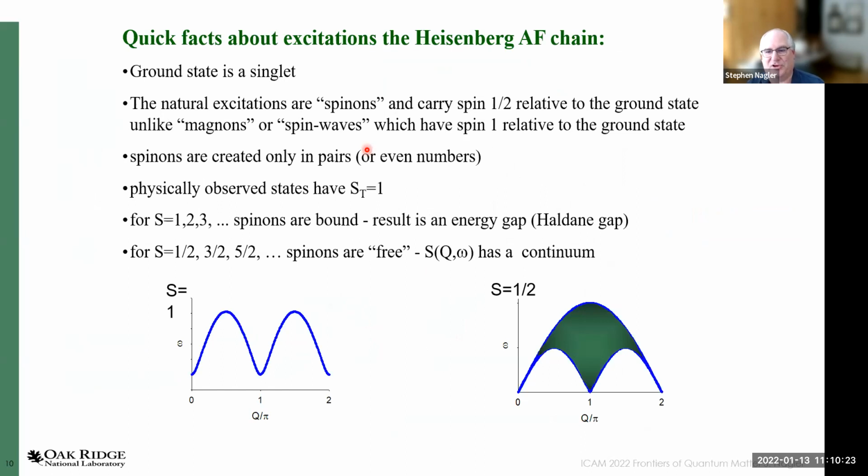Now, what we learned from Faddeev and Takhtajan was that the actual natural excitations out of the singlet ground state really have a spin 1/2 relative to the ground state. So they are, in fact, spinons. And if I try to look at a measurable quantity, I create these in pairs. I have matrix elements for pairs or even numbers of spinons. So the physically observed states, if I'm looking at an excitation out of a singlet ground state, actually have a total spin of 1. Now, if the underlying spin in the model is an integer, the spinons are actually bound.